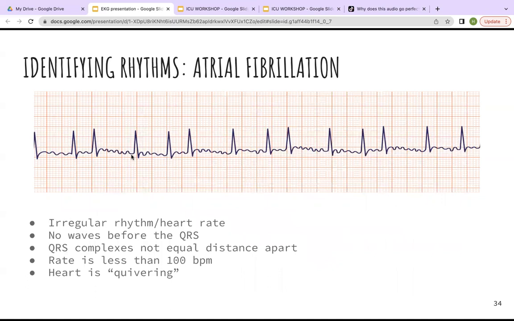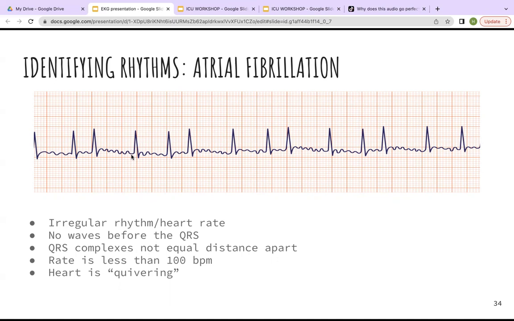So here is a rhythm called atrial fibrillation, better known as AFib. And this is where the measuring from point to point on the QRS complex is going to be really important because, as you can see, without even really having to measure, they are not equal distance apart. And you can't even tell if there's a P wave or a QRS because it's got that fibbing or wiggly lines in between the QRS complexes.